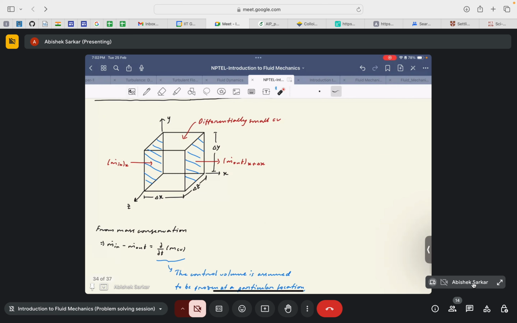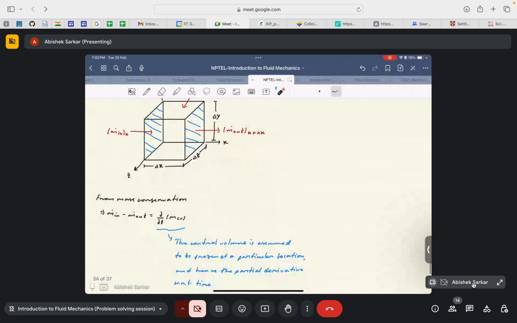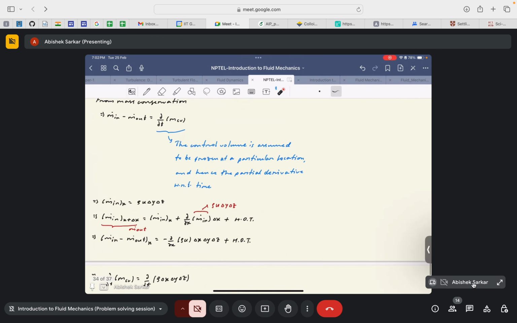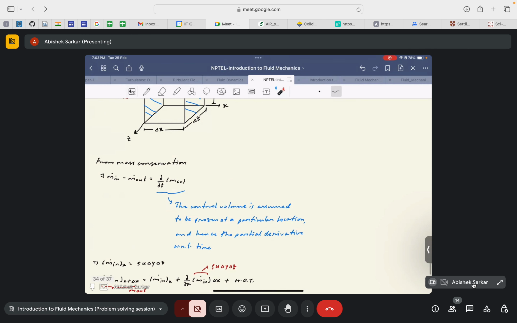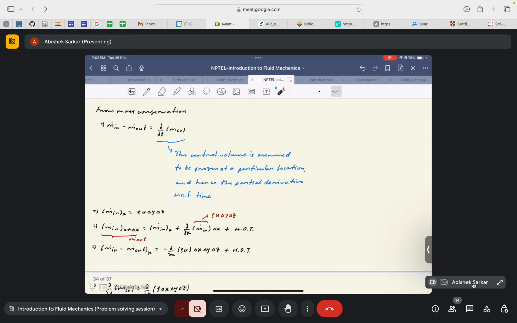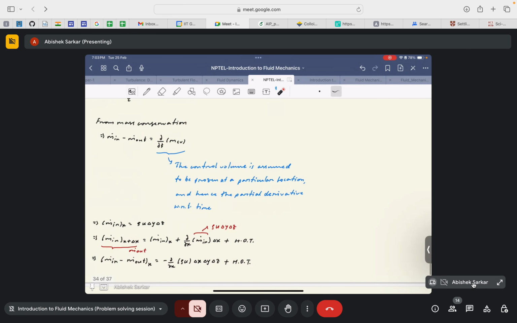So from mass conservation along the x direction, we will have m dot in minus m dot out equal to dou by dou t of the change in the net mass in the control volume. This is something that we discussed in the very first class. Then the m dot in at x will be given by rho u into delta y into delta z. Rho times velocity times area will give you the mass flow rate, and delta y delta z gives the area, so it is rho u delta y delta z.